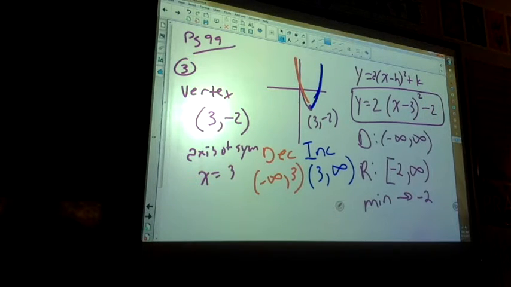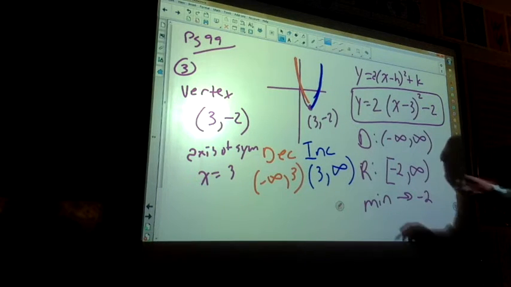And a trick question, I don't think we'd ever give it to you in Algebra 1, would be, where is it not increasing or decreasing? It's not doing either at 3. At just 3, because you're looking at only the x component.